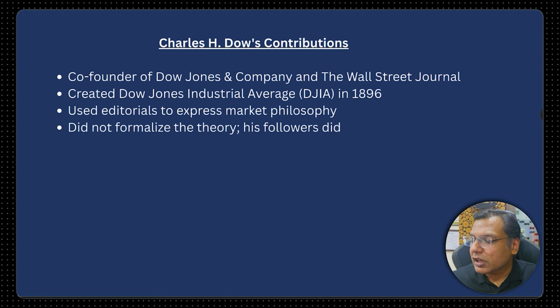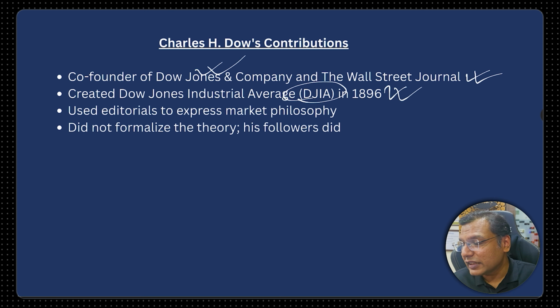So Charles H. Dow was, of course, the co-founder of Dow Jones and Company, and as I had given the introduction before also, he was the co-founder of the Wall Street Journal, and he used to publish his research in this Wall Street Journal. As I told you, he created the Dow Jones Industrial Average in 1896. So he was the one who came up with the idea of indexes, right?